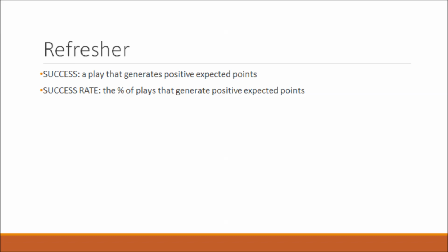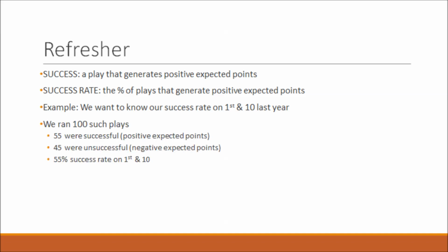So for example, we wanted to know our success rate on 1st and 10 last year. Well, we could look that up and say, well, we ran 100 such plays on 1st and 10. Of those, 55 were successful. They generated positive expected points. 45 then on the other hand were unsuccessful. That generates a 55% success rate on 1st and 10.